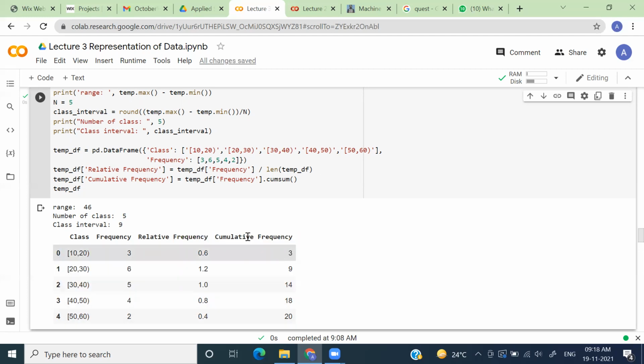This column is correct. Cumulative frequency. Cumulative frequency means 3. Then you add this one and this one, and you get 9. 9 plus 5, 14. 14 plus 4, 18. 18 plus 2, 20.